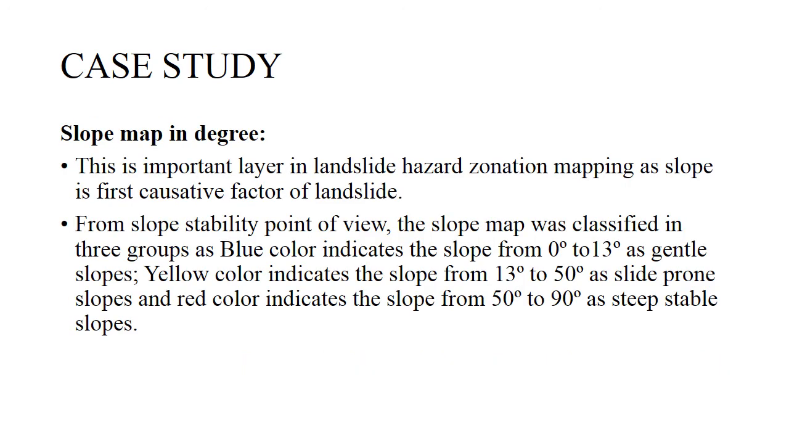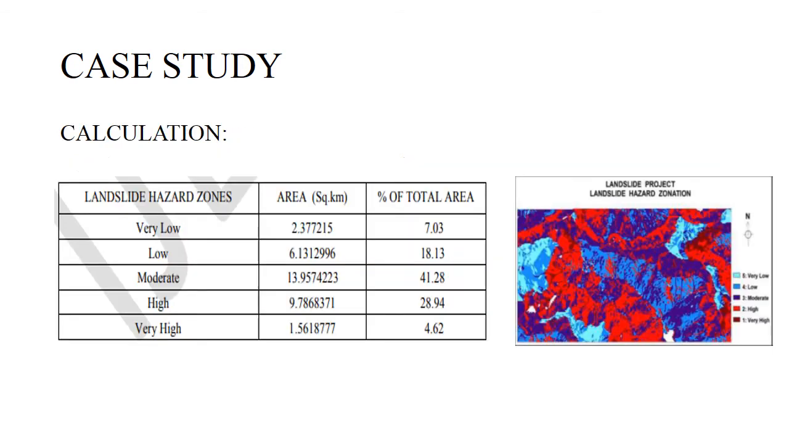The slope map in degrees is a very important layer in landslide hazard zonation, because slope is the main reason for landslides. There are different colors: blue for slopes from 0 to 13 degrees, yellow for 13 to 50, which is slightly prone, and then 50 to 90 is definitely steep slopes. These are mentioned in the software, and it also calculates the landslide hazard zones in different ranks: very low, low, moderate, high, and very high, and how much of the total area, in percentage, belongs to these different zones.